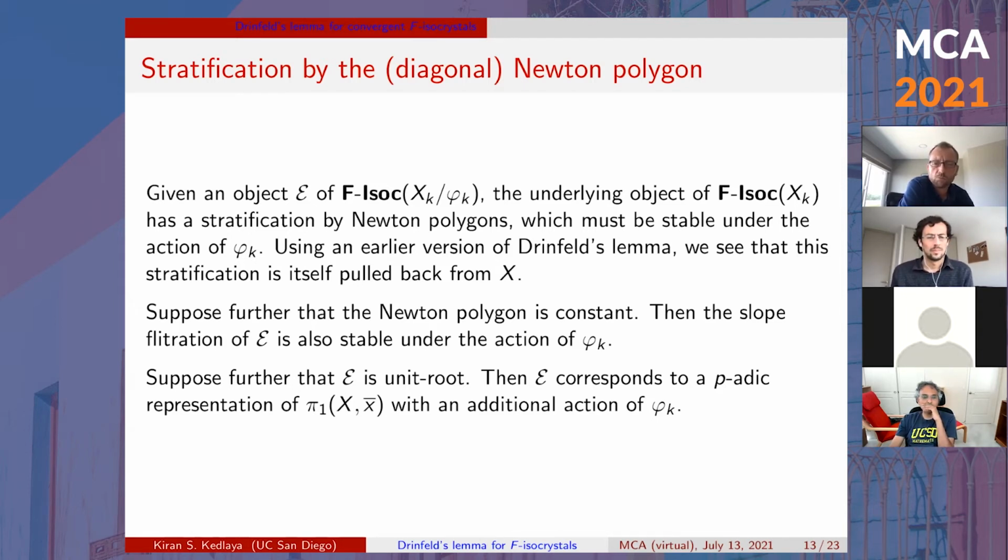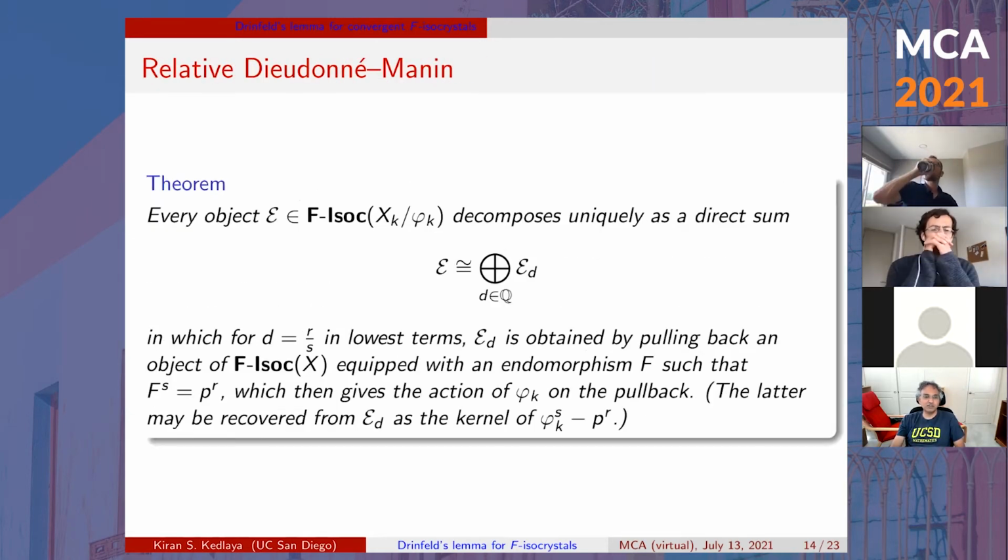Okay. So this is very helpful. This allows me to prove some theorem like this. And so this is in some sense the main theorem, except it's stated for the wrong category. So this is the corrected version of the statement I had two slides ago. It says that if you take an object in this category, it has a sort of relative Dieudonné-Manin decomposition. So I have a decomposition indexed by rational numbers, and each summand comes from an object of the isocrystal category over X, which itself carries an extra structure.